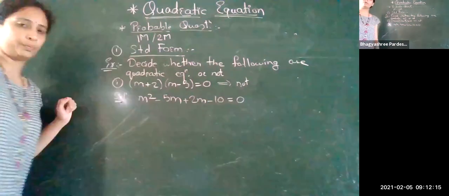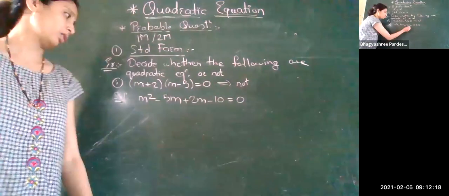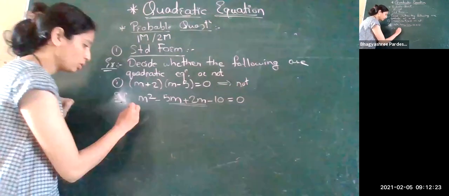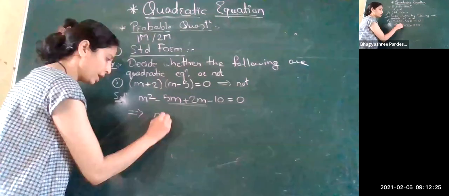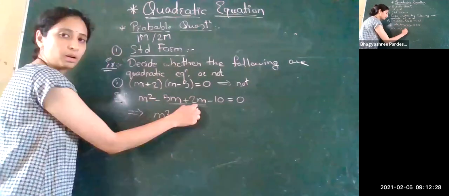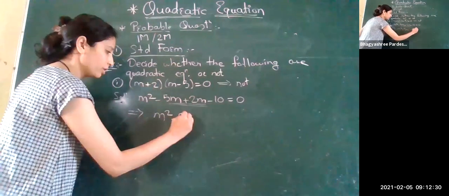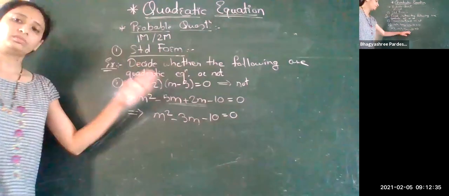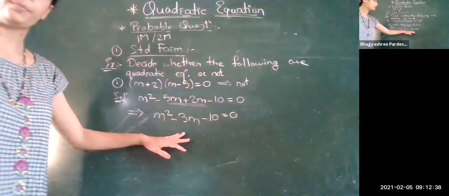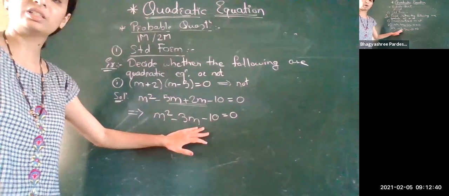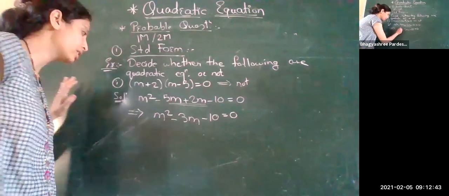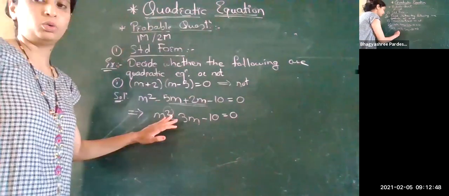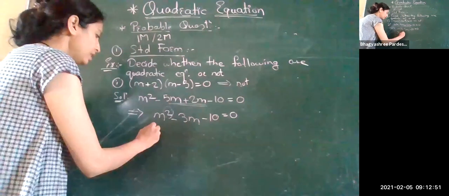Now is this a simplified form? Definitely no, because here we have two terms of m. So simplify this again. It is m square minus 5m plus 2m. We got minus 3m here. Then minus 10 is equal to 0. Now is this simplified? Definitely, now this is the simplified form. Now look here, what is the highest power of m? The highest power of m is 2. So now we can say that this is a quadratic equation.